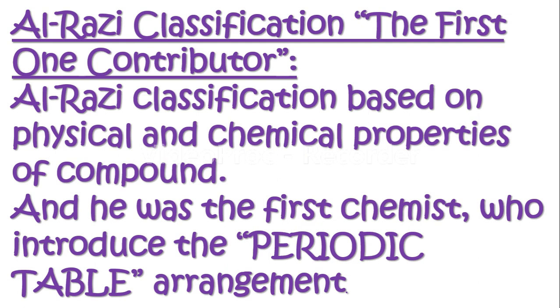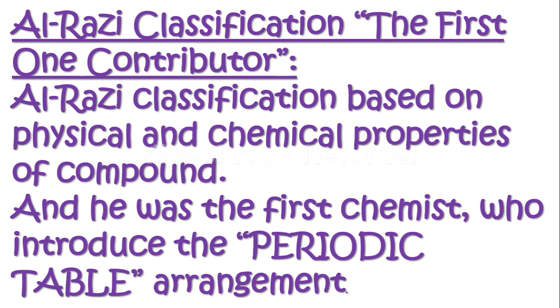The physical properties, as you know, are the boiling point and melting point of the element, and the chemical properties are related to the number of electrons and number of protons. Understand? So these are great contributions for the arrangement of elements and compounds. And he was the first scientist who worked on the periodic table arrangement.